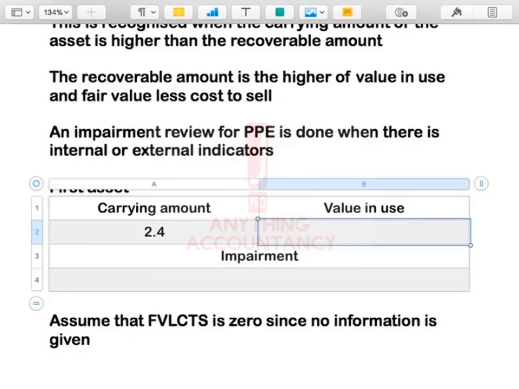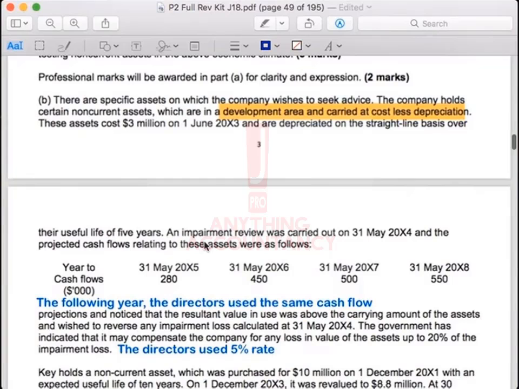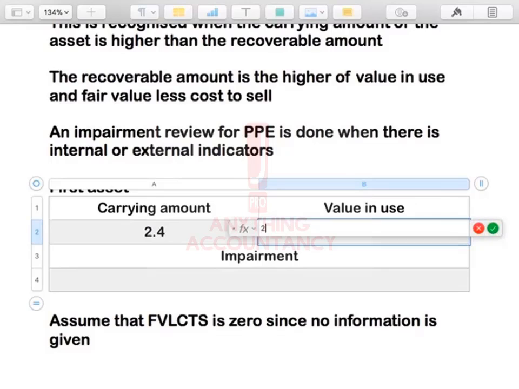Alright. The value in use is going to be the discounted amount. How much is the discounted? Well, they've used 5%. Use the 5% rate. Do you know how to discount at 5%? It's going to be 280.